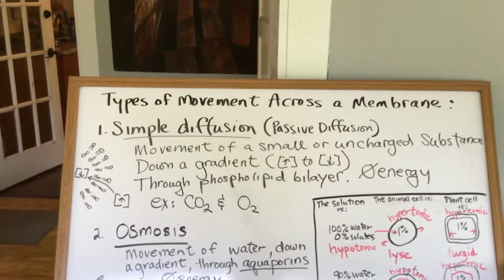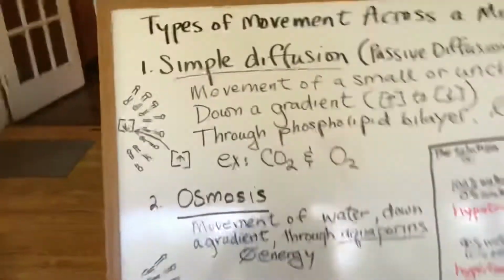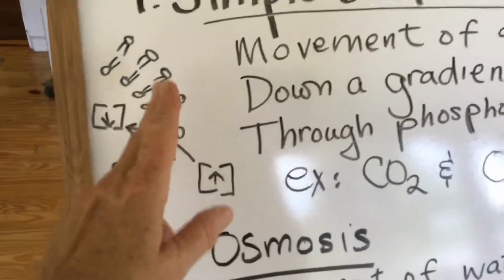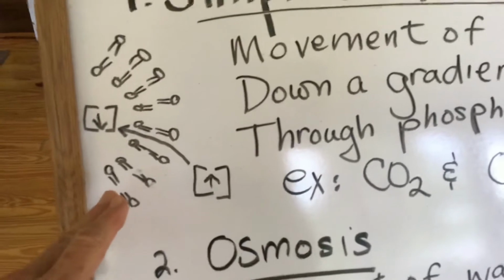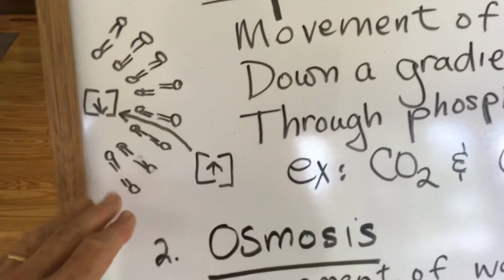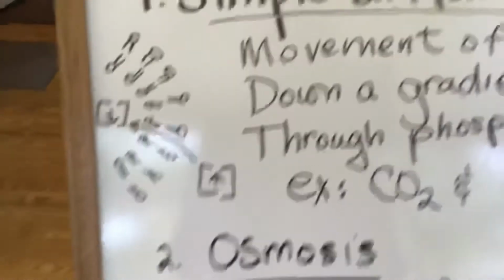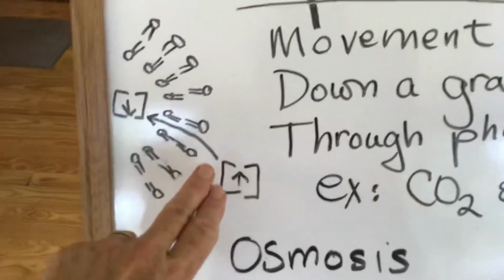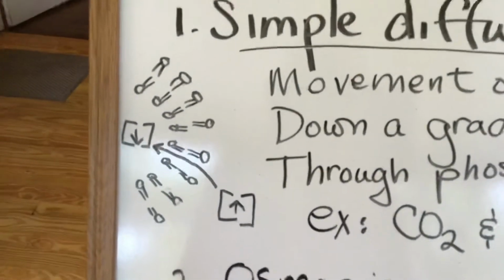Examples of things that do this are carbon dioxide and oxygen, and they have to be small and uncharged because remember that if they were charged, they'd be repelled by the phospholipid fatty acid tails. And if they were charged positively, they would be attracted to the outside layers. So they couldn't easily travel across the membrane. Also, they have to be small to be able to fit between the spaces between the phospholipids.